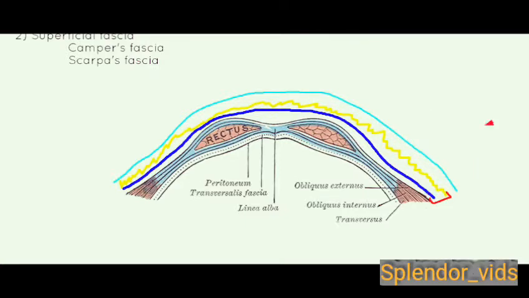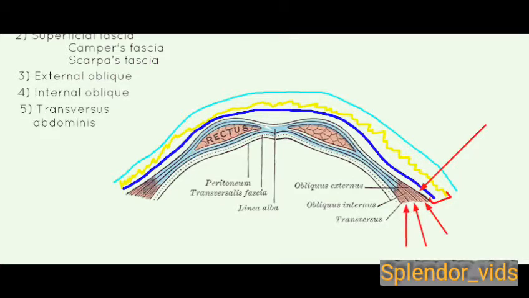So let's just say we're passing the knife through this part here. So we've gone through skin, and then the superficial fascia, which consists of Camper's and Scarpa's fascia, and now we're going to go through these three muscles. So this is the external oblique, then the internal oblique, and then finally the transversus abdominis.